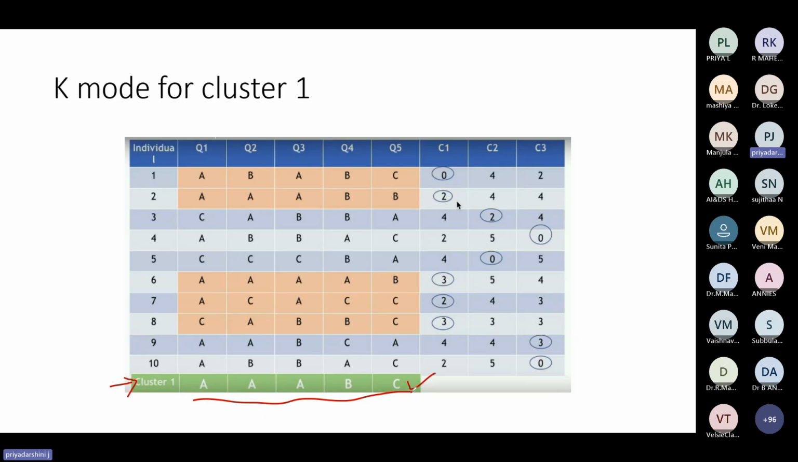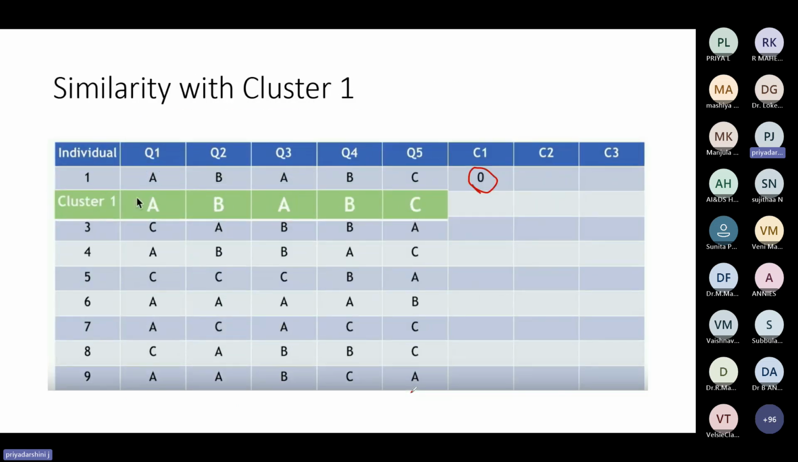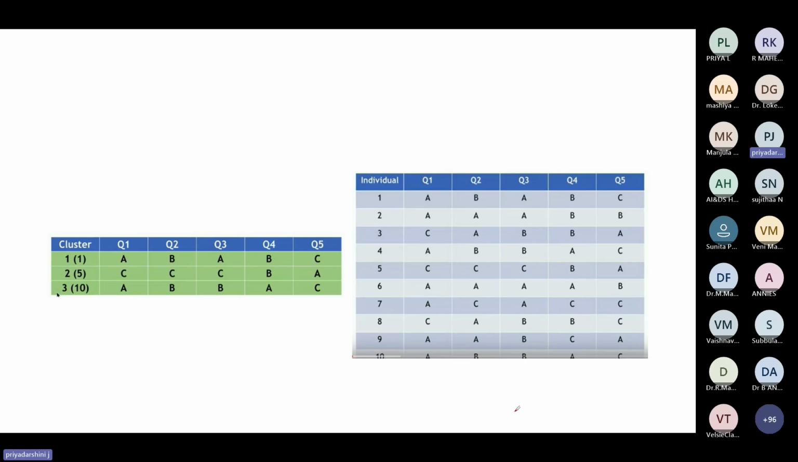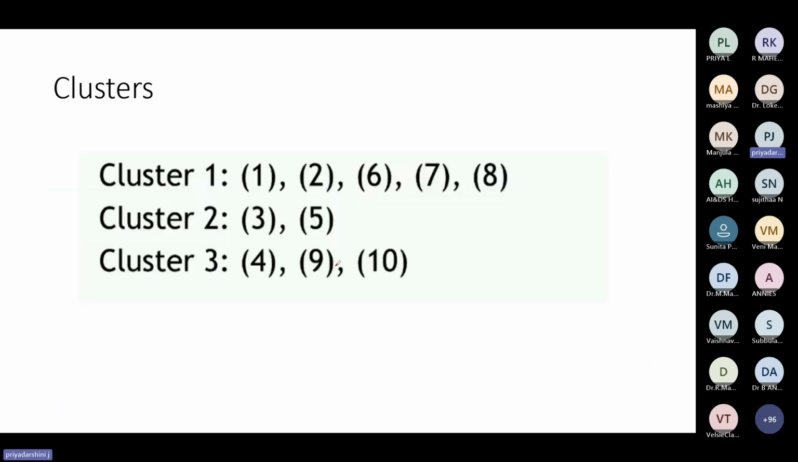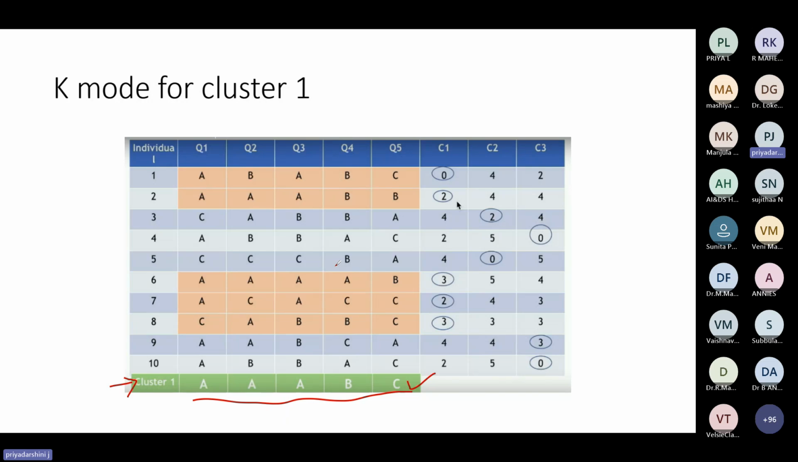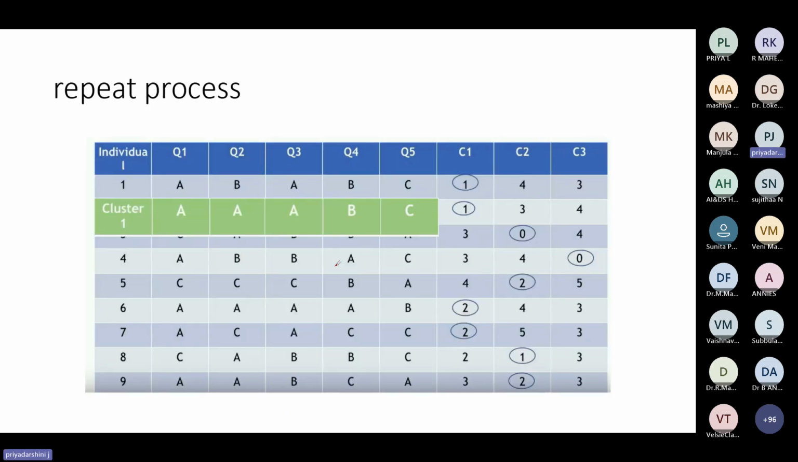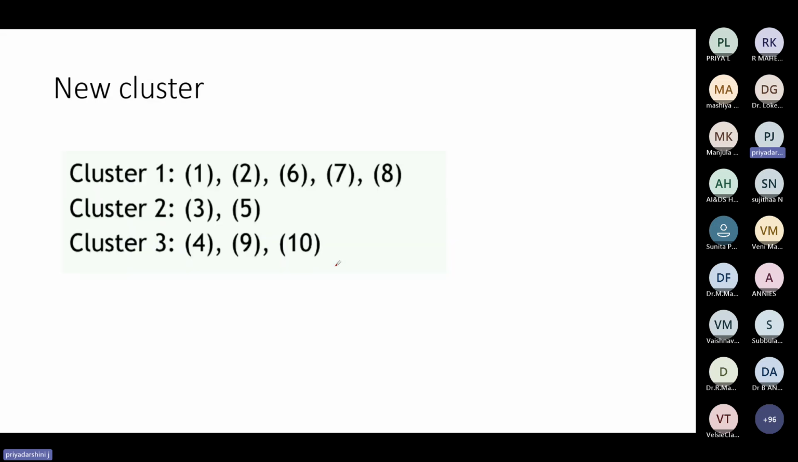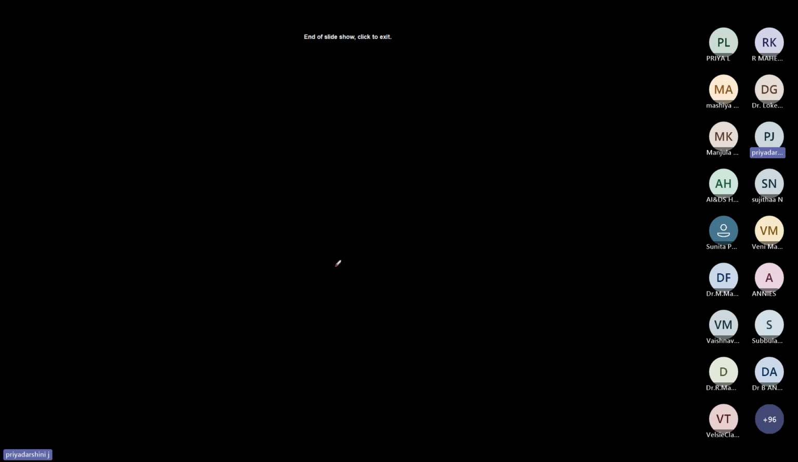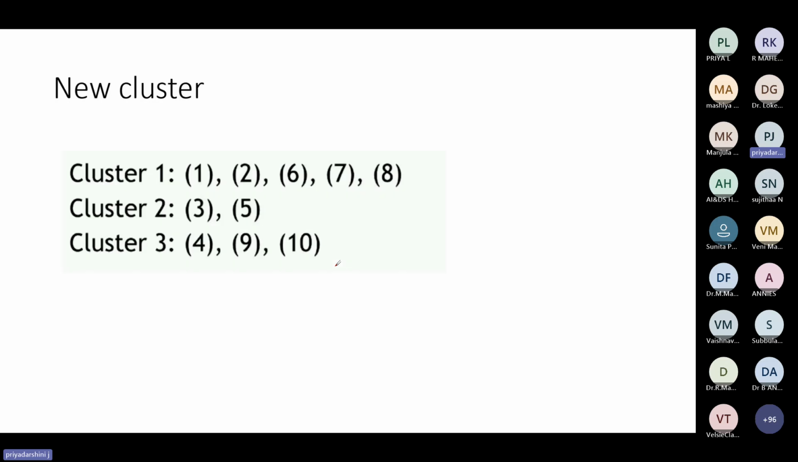Fine. So if you see my initial clusters, I had A, B, C. Now it has been changed to A, A, A, B, C. Similarly, I'm going to go for finding out the clusters. For all the 3 clusters, I'm again going to apply the same and check, and unless and until the clusters are going to be the same, we'll be repeating this. Right? So this is K mode.